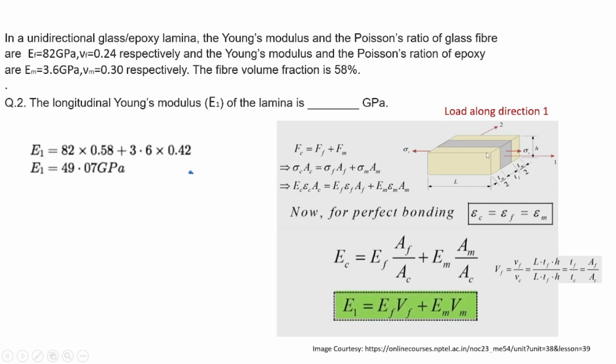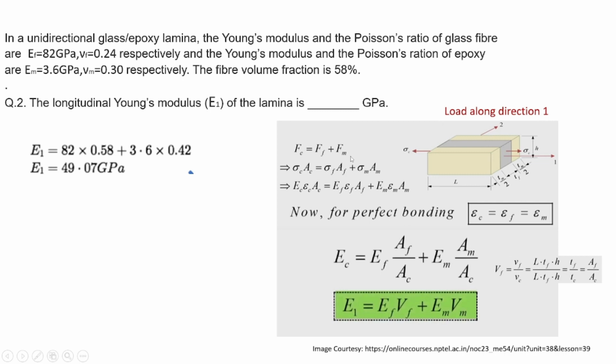So when there is a load in direction 1 of the whole composite, the composite contains the matrix as well as the fiber. The matrix is in this color, and the gray one is fiber here. So when you put load in direction 1, there will be load in both the fiber and the matrix, which will sum up to be the total force on the whole composite. So here you can see by putting this equation, the force on the composite will be the sum of that in the fiber as well as the matrix.